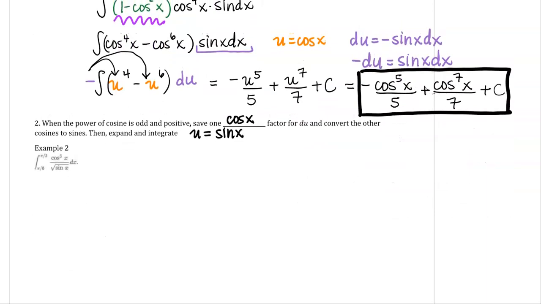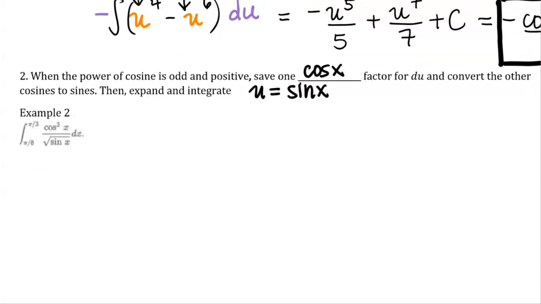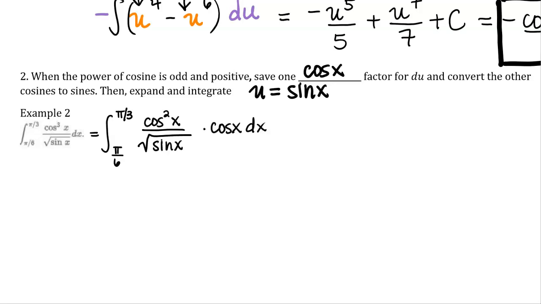So example 2, I'm going to start off by saving one of those cosine factors that's in there. So I have the integral from pi over 6 to pi over 3. I'm just going to have a cosine squared on top now because I'm going to save one cosine at the back. So I've split up the cosine cubed into a cosine squared and a cosine.